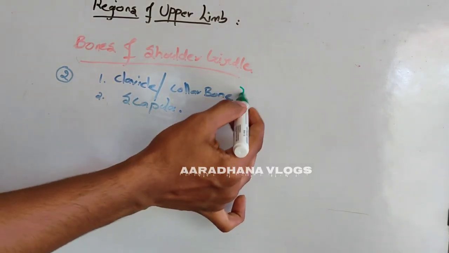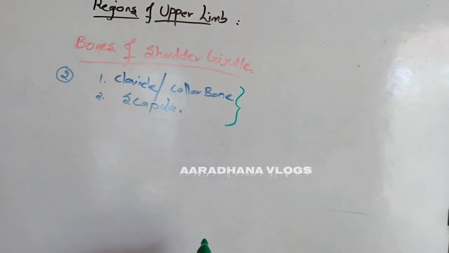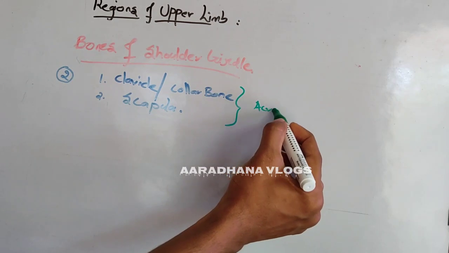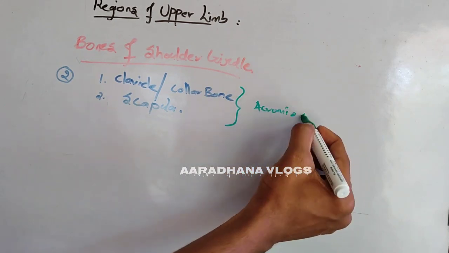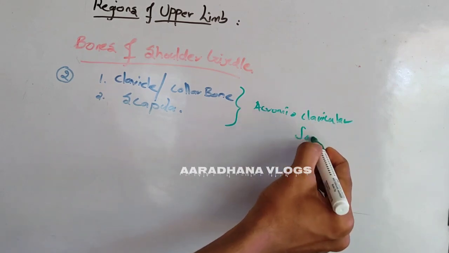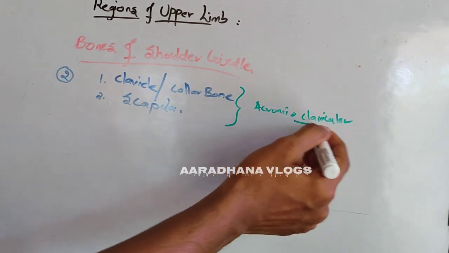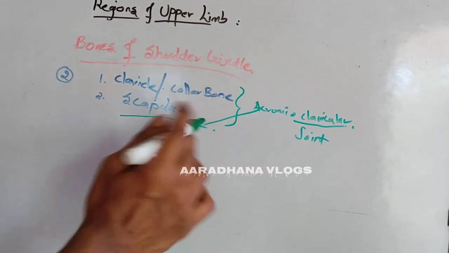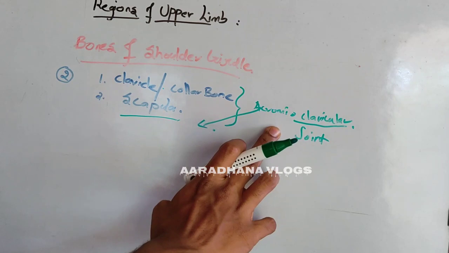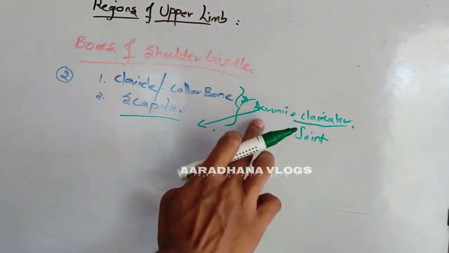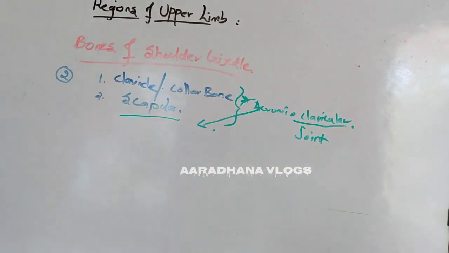articulate with each other to form the acromioclavicular joint. So the clavicle and the acromion process of the scapula, since the scapula has an acromion process, articulate with each other to form this joint, the acromioclavicular joint.